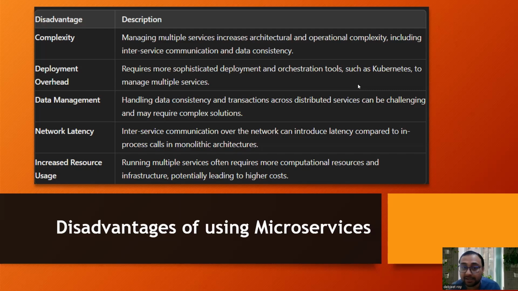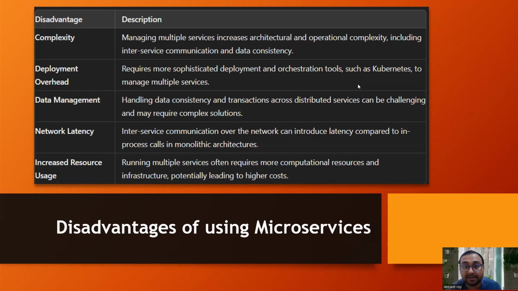Network latency can be there. Inter-service communication happens over a network, and it may introduce network latency as compared to in-process calls. There can be a chance that the second or third microservice returns data in a bit delayed time. So communication may get delayed or may not happen at all. That can be the problem. And there is increased resource usage as well.